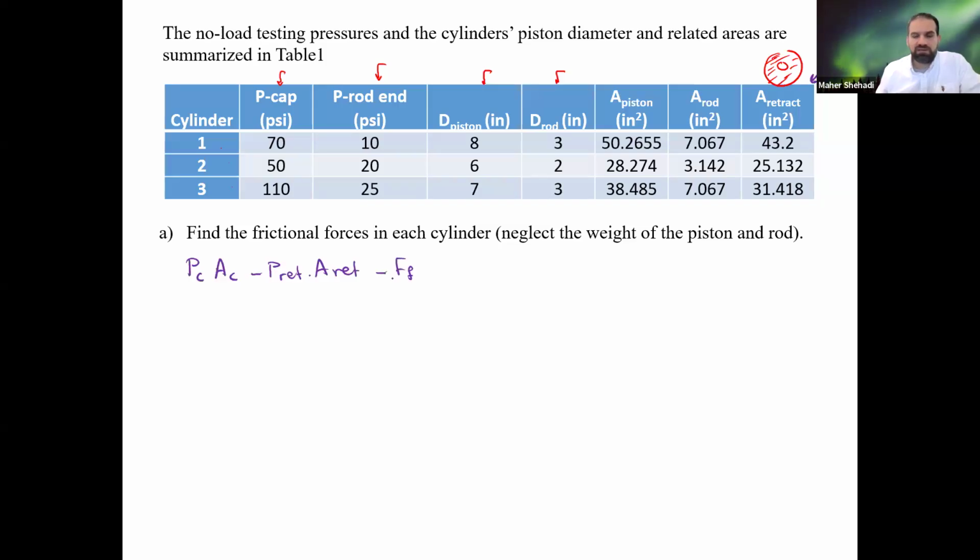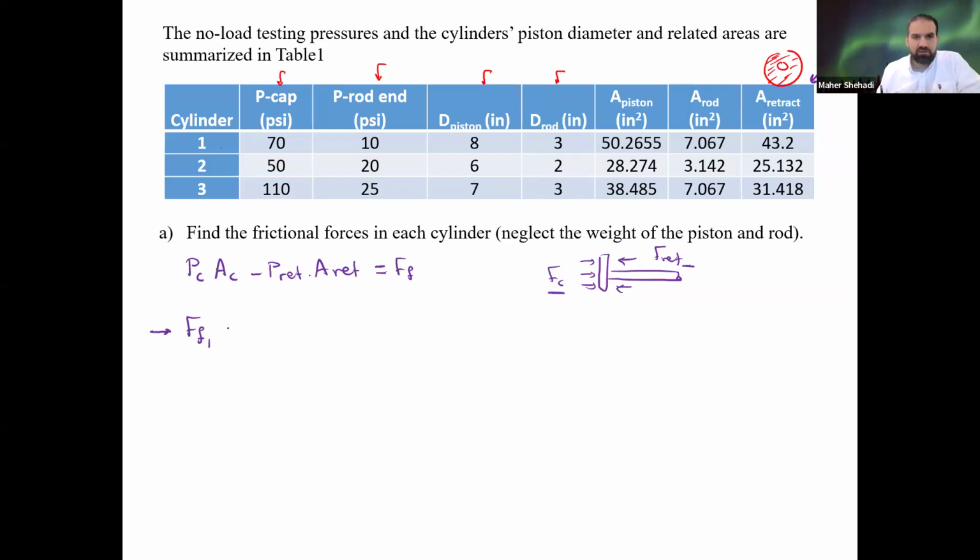minus the frictional loss equals zero, or the difference between the two pressures. That's F1, F2, F on this side, F on the other side. That's F on the cap side. That's F retract. So this one is P cap, A cap. This one is F retract, P retract, A retract. So the difference between the two would give us the frictional loss for each cylinder.